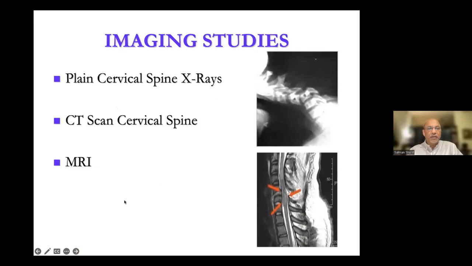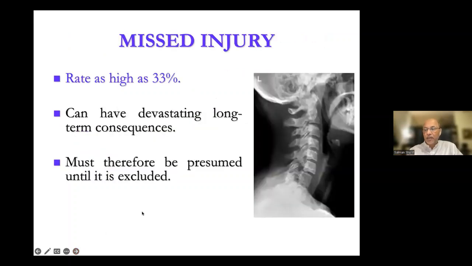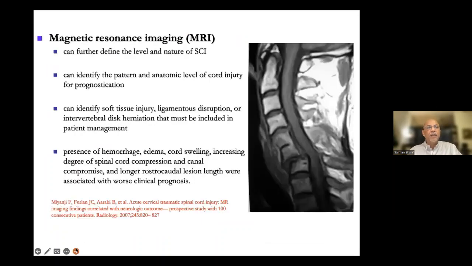Imaging studies: nowadays we routinely do CT, unless CT is not available, then an X-ray could be performed. The Canadian C-spine rule is very simple. There are high-risk factors that involve age greater than or equal to 65, dangerous mechanism, paresthesias in extremities. Injuries are missed in up to one-third of patients when we use X-rays only. So this could be devastating. That's why a CT scan is recommended, and it includes sagittal reconstruction.